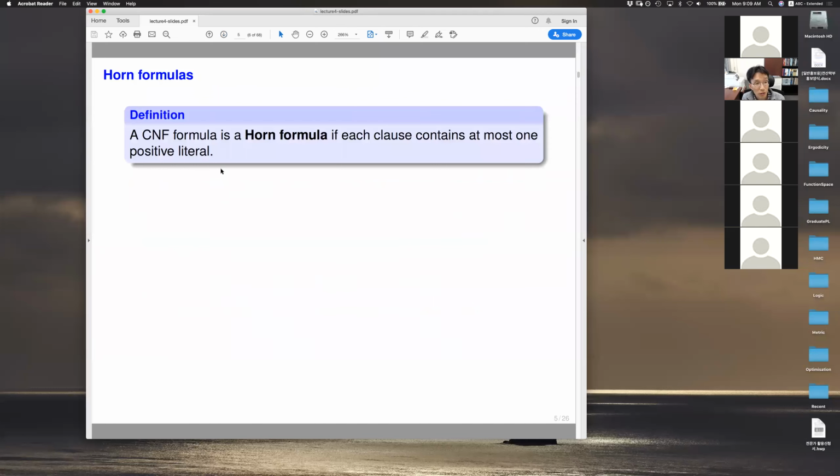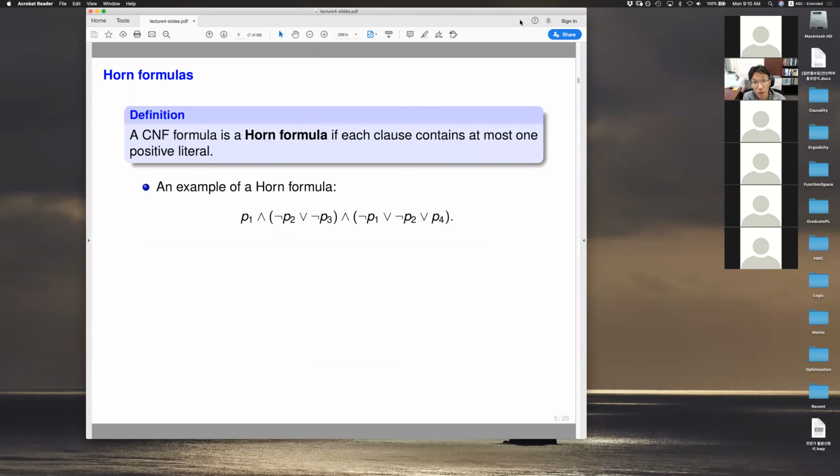A Horn formula is a conjunctive normal form formula, a CNF formula, that satisfies one constraint: each clause, which is a disjunction of literals, has at most one positive literal. So here's an example of a Horn formula.